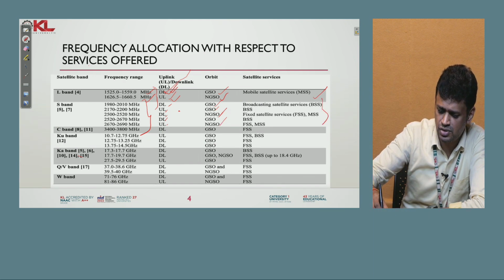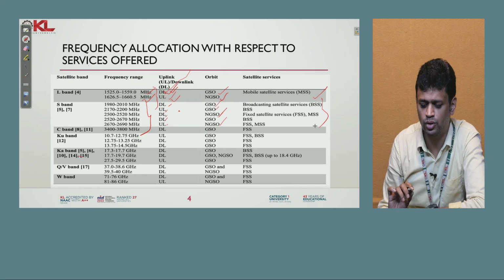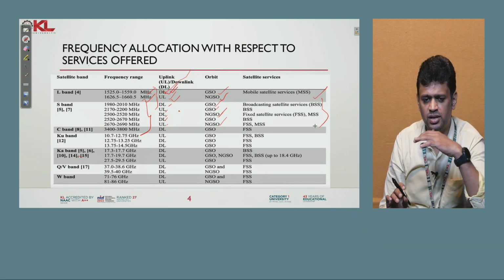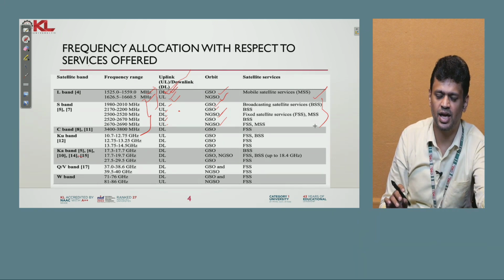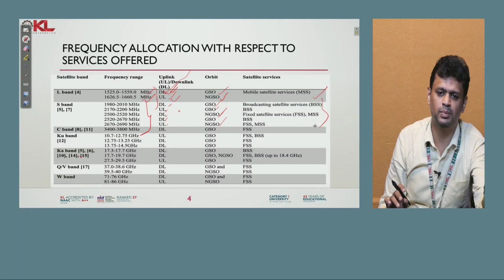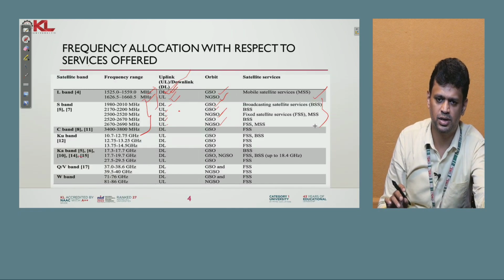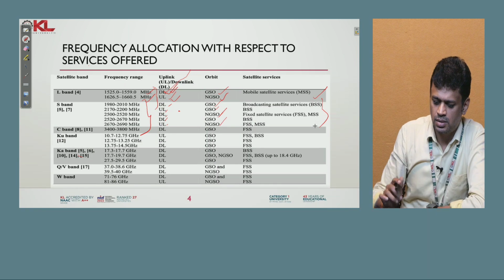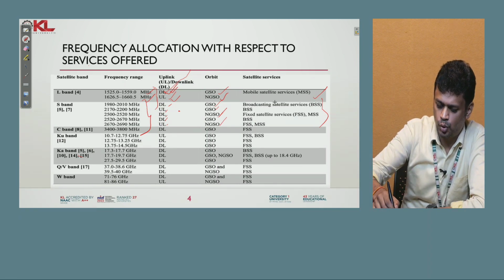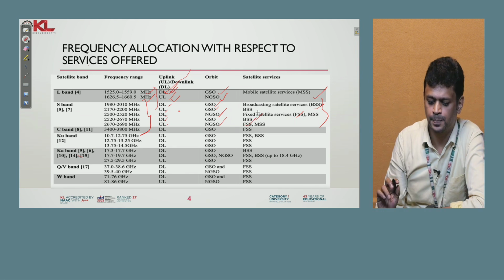So what are the services? Broadcasting satellite services. Broadcasting basically means the transmitter is one and receivers are many. For example, FM radio, cable TV, direct to home. That is called broadcast. So here we are writing broadcasting satellite services as BSS. And fixed satellite services, FSS. This is again BSS. This is fixed satellite services.